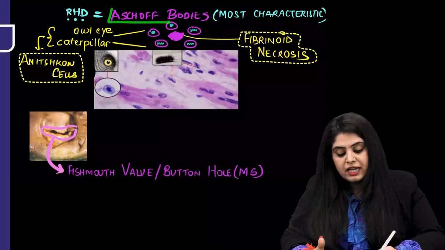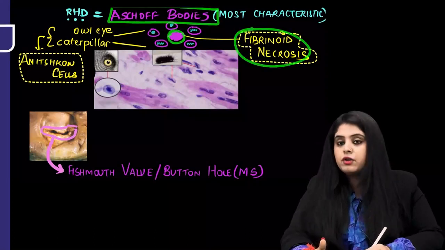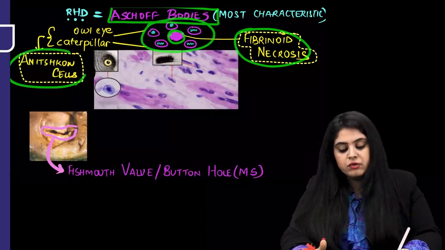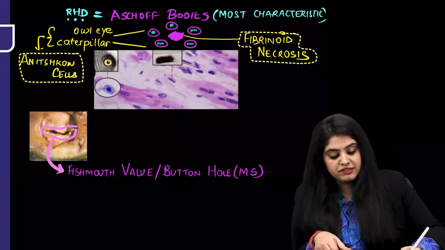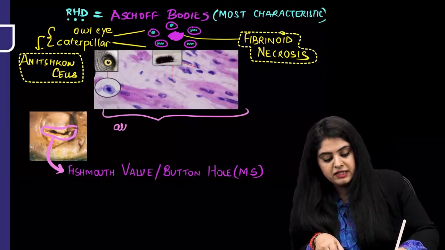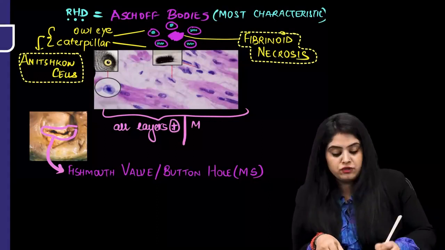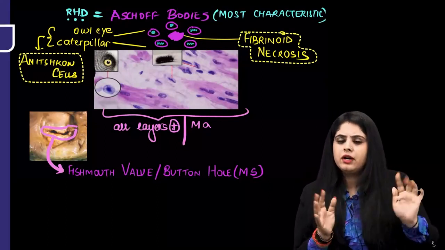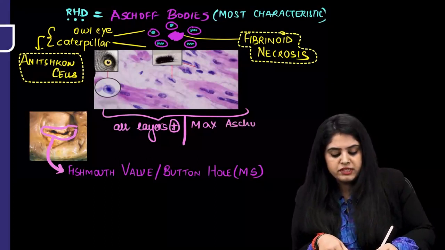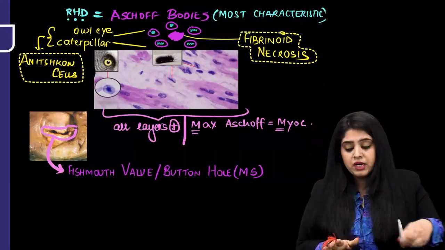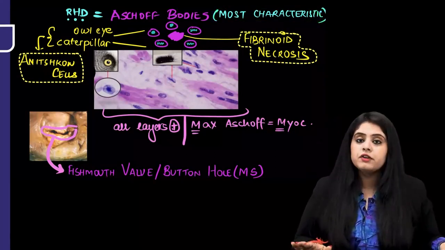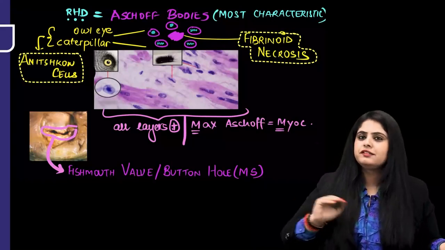So ultimately, what are Aschoff bodies made up of? In the center, they are made up of fibrinoid necrosis. And they are surrounded by Anitschkow cells. They can either look like a caterpillar or they can look like an owl eye. And where are they present? So please remember, Aschoff bodies are seen in all layers of the heart. All layers of the heart show you Aschoff bodies, meaning pericardium, myocardium, endocardium, everything. But maximum Aschoff bodies are going to be seen in M for M. Maximum Aschoff bodies are seen in the myocardium. Always remember. Why am I emphasizing so much? Because I've told you, this is the most characteristic part of rheumatic heart disease. Everyone sorted? Rheumatic heart disease, start to end, everything is done.